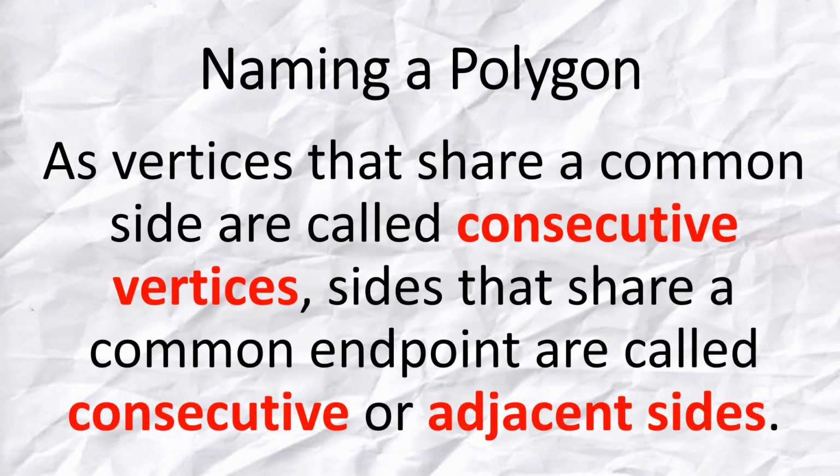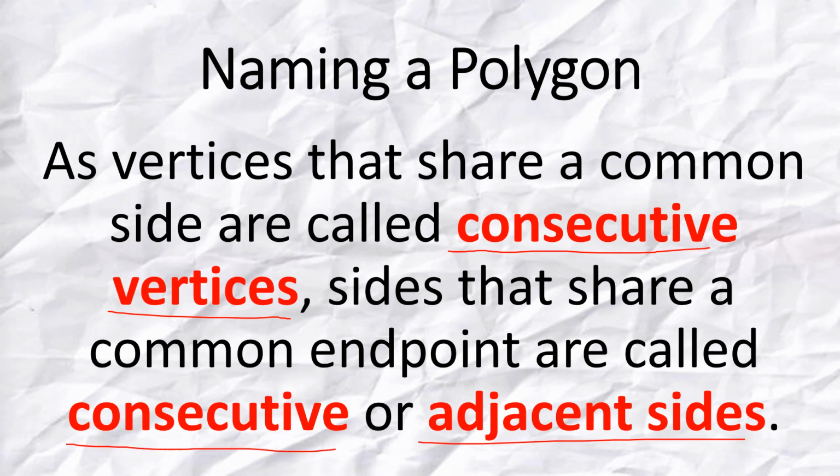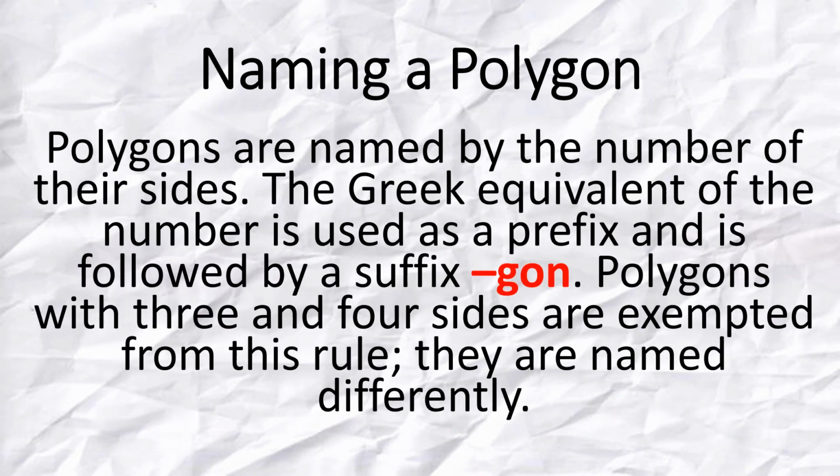Vertices that share a common side are called consecutive vertices. Sides that share a common endpoint are called consecutive or adjacent sides. Polygons are named by the number of their sides. The Greek equivalent of the number is used as a prefix and is followed by the suffix gon. Polygons with 3 and 4 sides are exempted from this rule and they are named differently.